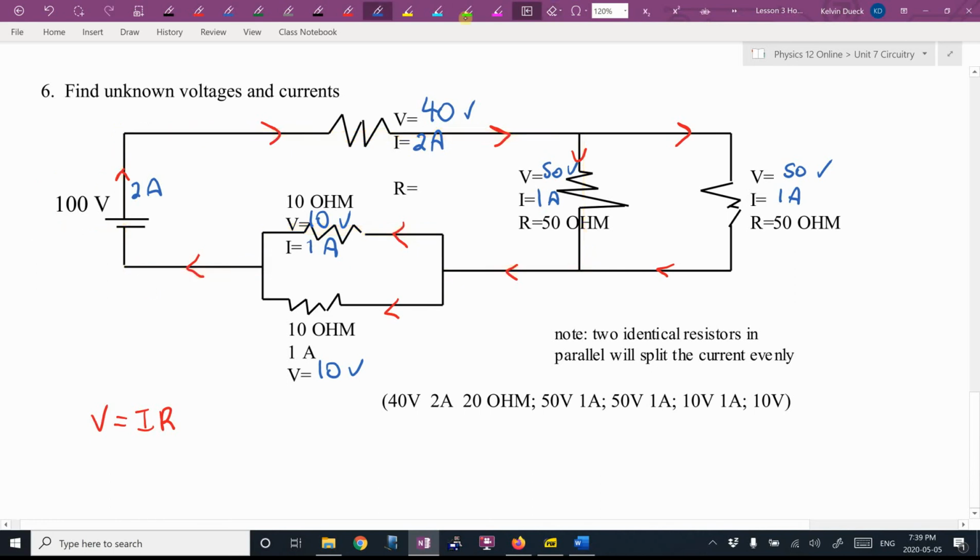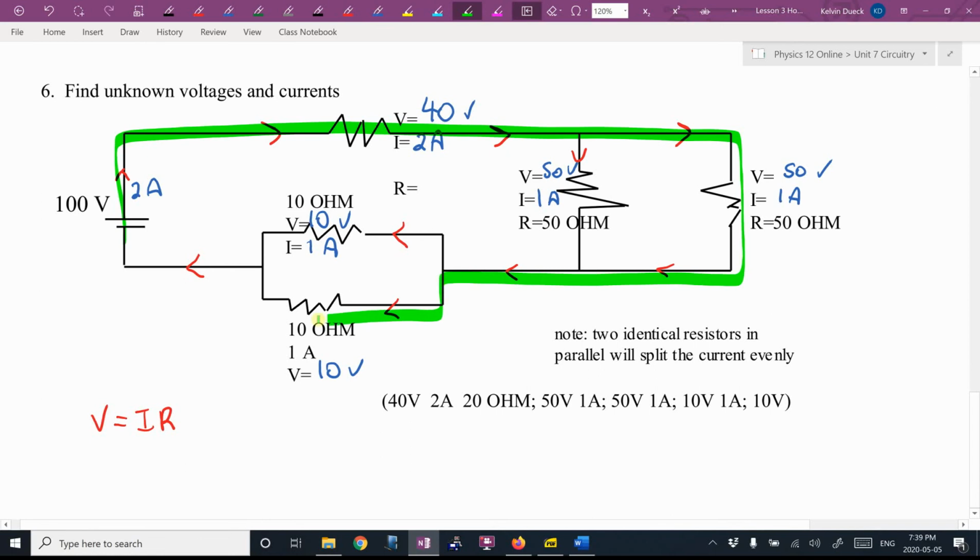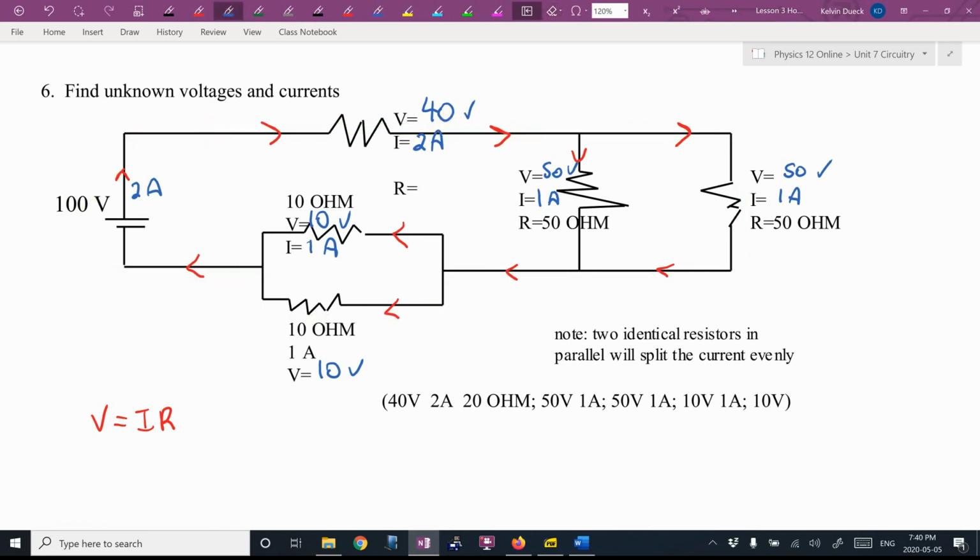I could also have skied this path, and I'll get the same answer: 50 volts, 10 volts, that's 60 volts lost. I need to lose 100 volts, so I have to lose 40 volts there. And now, knock, knock, I know two things. That means I know three things or four things. I can find resistance, R equals V over I, so it's going to be a 20 ohm resistor.